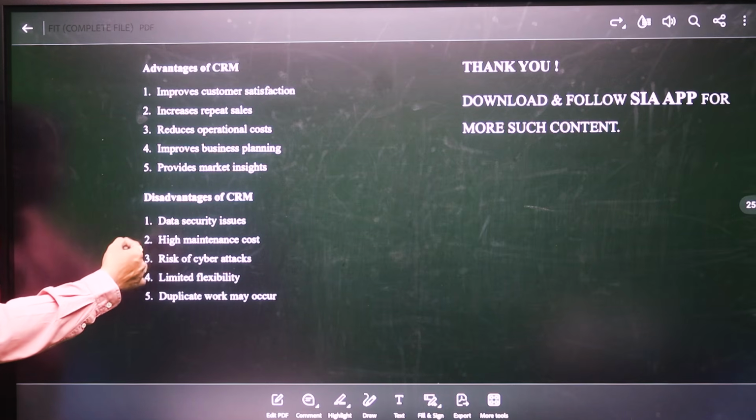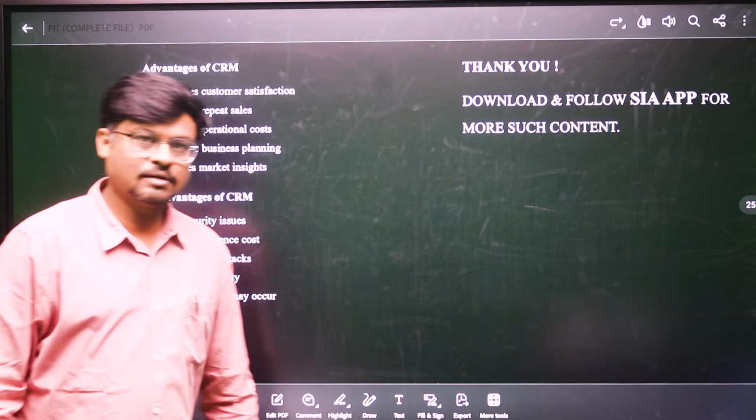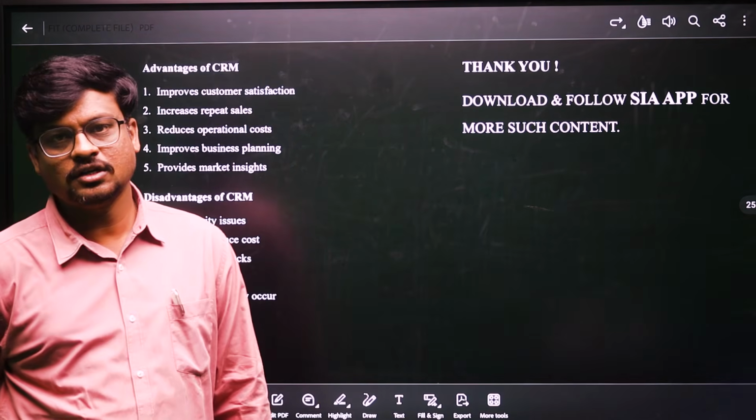These disadvantages are not stopping many organizations from using CRM. All the organizations are currently using CRM.